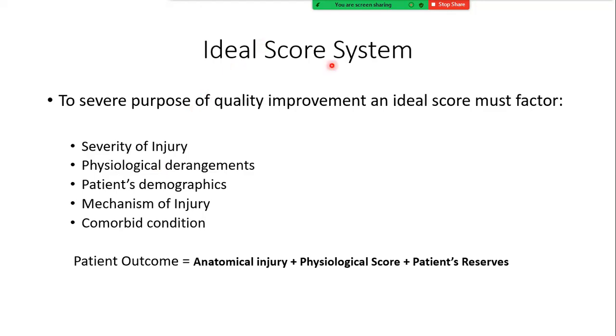So what would be an ideal scoring system? This goes for every scoring system that serves the purpose of quality improvement. An ideal score must have the following factors. One, it should give us the status of the severity of injury. Secondly, it should include some physiological derangements. Then patient demographics, mechanism of injury, and comorbid conditions. If all these are involved in one scoring, that would be an ideal scoring system.